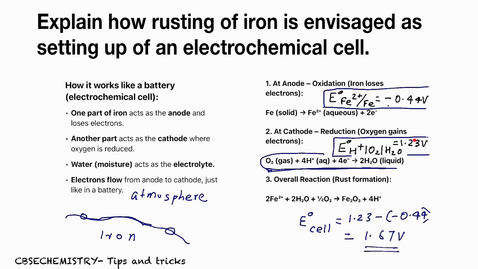Okay, and this value is what? E0 cathode value, and this is E0 anode value. Subtracting E0 anode from E0 cathode, you will get what? E0 cell, and you are getting a positive value, so you can say corrosion, the process of corrosion, is actually setting up an electrochemical cell. Hope all of you understand.